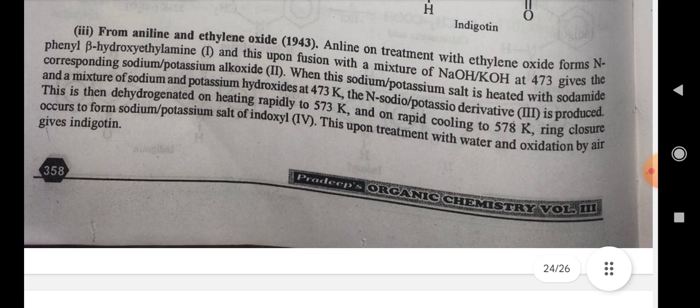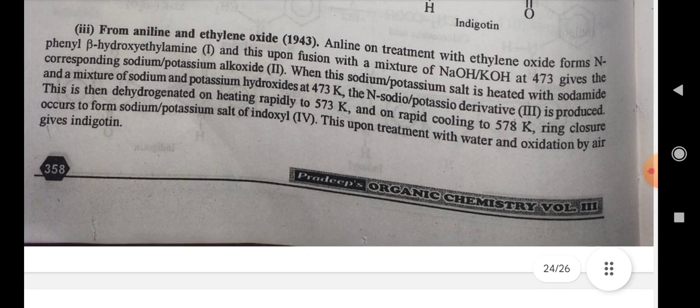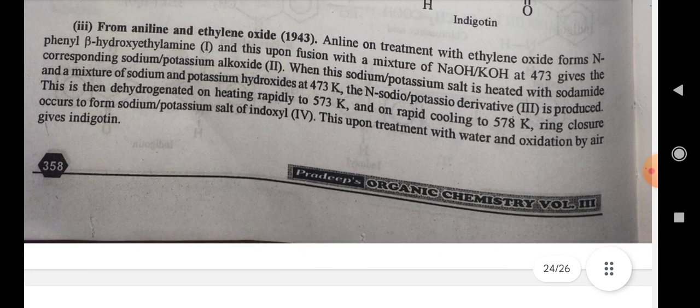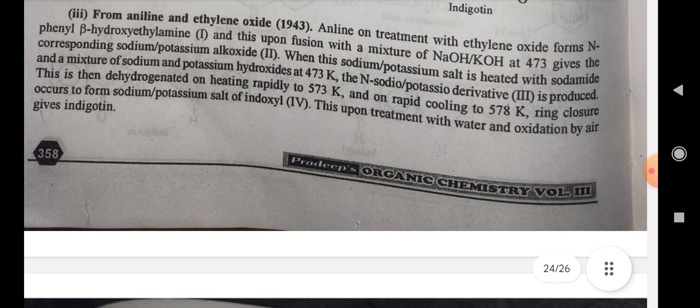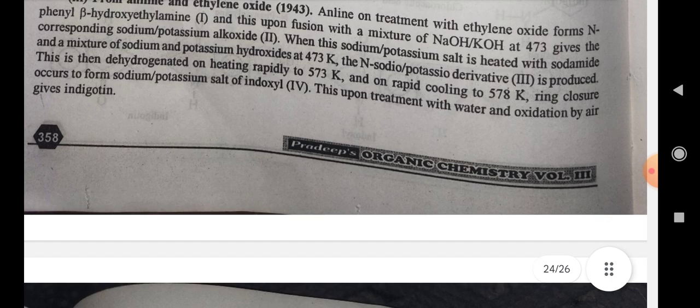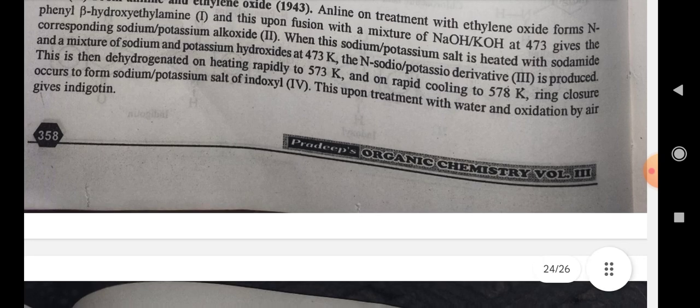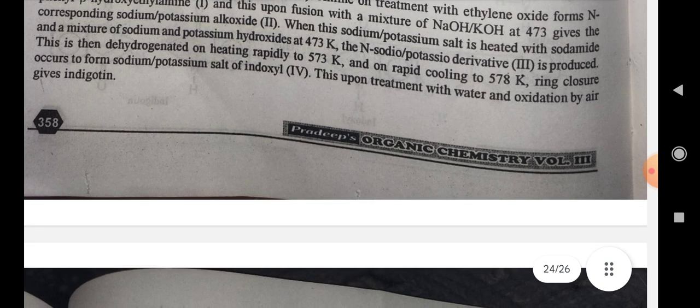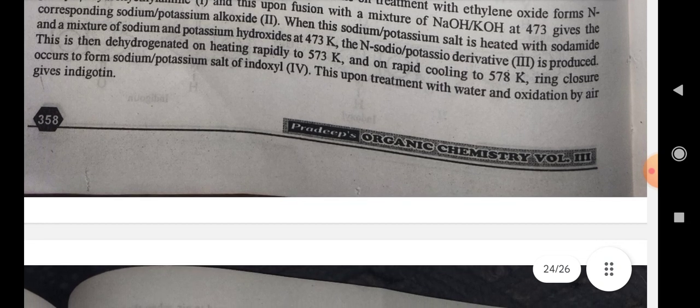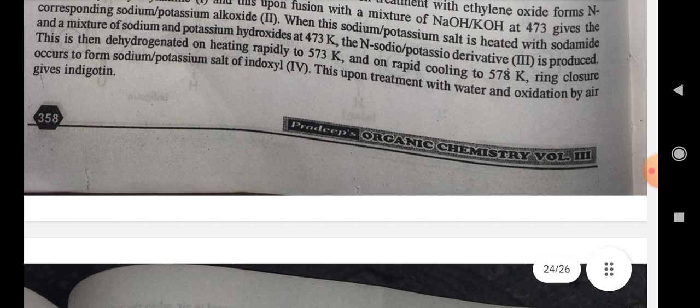The third synthesis is from aniline and ethylene oxide. Aniline on treatment with ethylene oxide forms N-phenyl beta-hydroxyethylamine, and this upon fusion with a mixture of NaOH and KOH at 473 Kelvin gives the corresponding sodium potassium alkoxides. The sodium potassium salt is heated with sodamide.